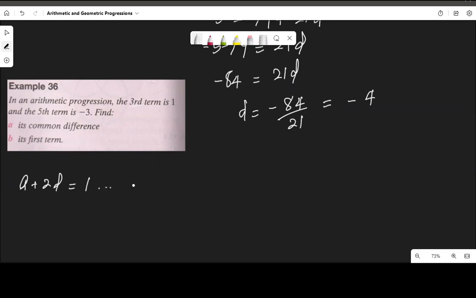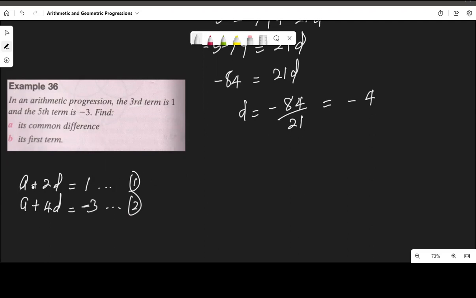Let's call that equation 1. Then the fifth term of an arithmetic progression is A plus 4D equal to negative 3. Let's call it equation 2. How did I get all of these numbers? There's a full tutorial on sequences in the description of this video. You can go and take it if you don't know how I got this.